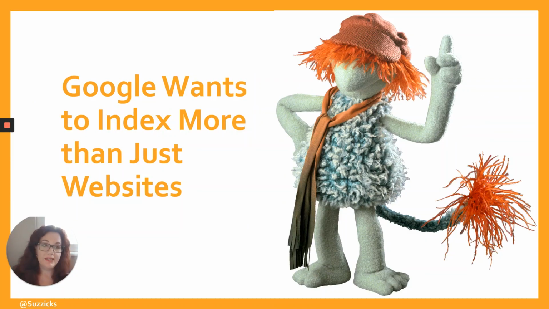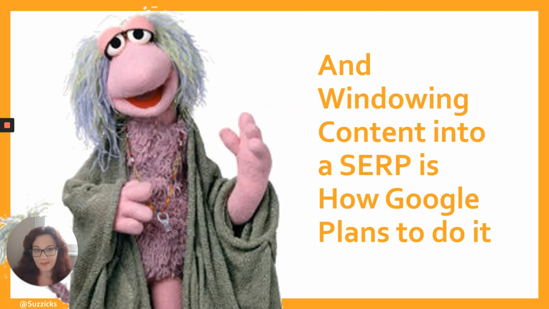So the reality, and I think we've kind of driven the point home, is that Google wants to index more than just websites. We saw that in the previous example with the product knowledge graph. They want to index things like products, and they want to surface content in their universe when they can, rather than always having to link off to a website. And so a lot of SEOs are getting upset about this, and they're saying, oh, well, Google's not driving as much traffic to my website as they used to, and Google's lifting content from my website. And I'm calling that windowing. So Google's doing a lot more windowing of content into the SERP.